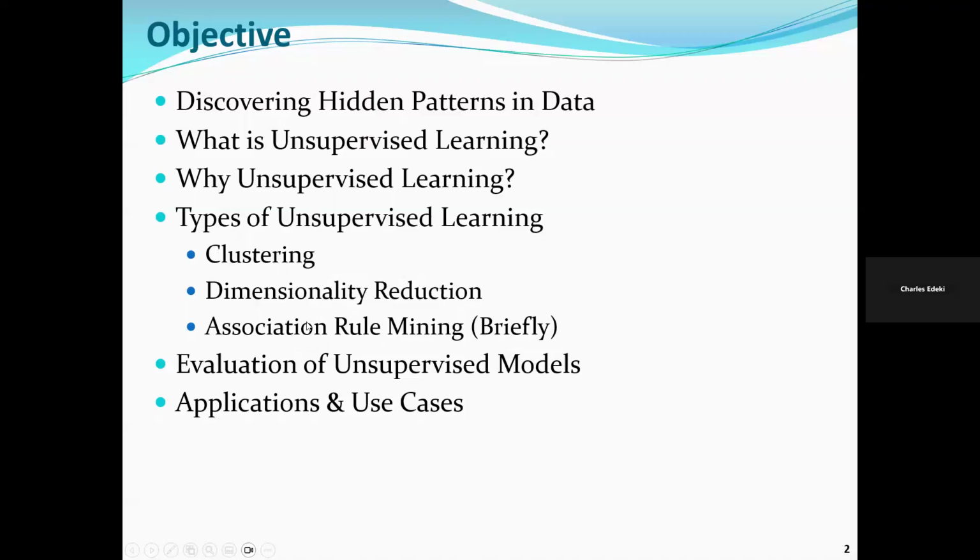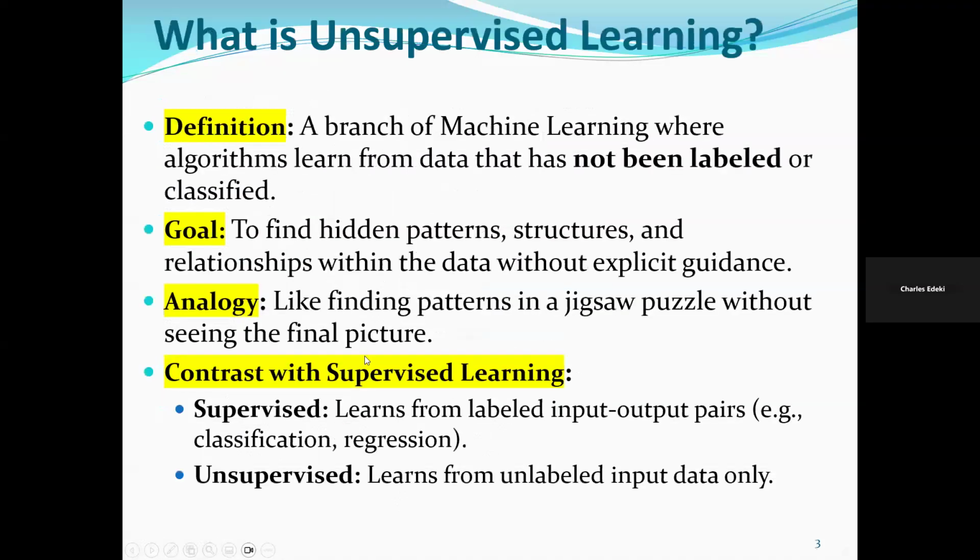We can use unsupervised learning for dimensionality reduction also. So the goal is to reduce the dimension. Also here, that's why we wrote briefly, association rules sometimes can be used as supervised, and sometimes we can use them as unsupervised. Then in this lecture, we're going to find the ways we can evaluate unsupervised models. Then we'll look at some examples, applications, and where we can use the unsupervised learning concept.